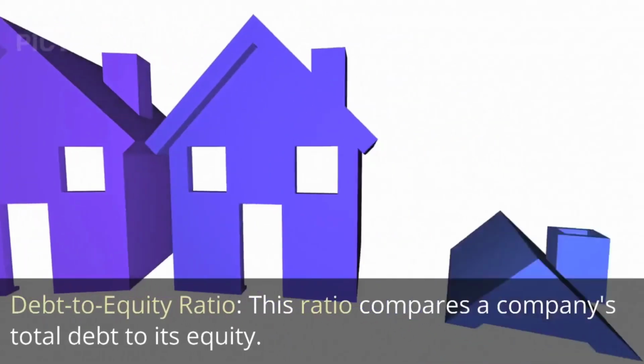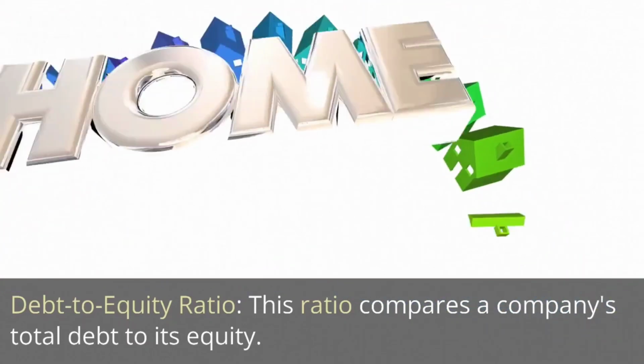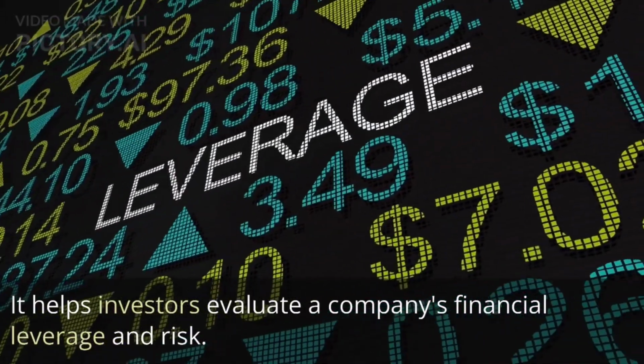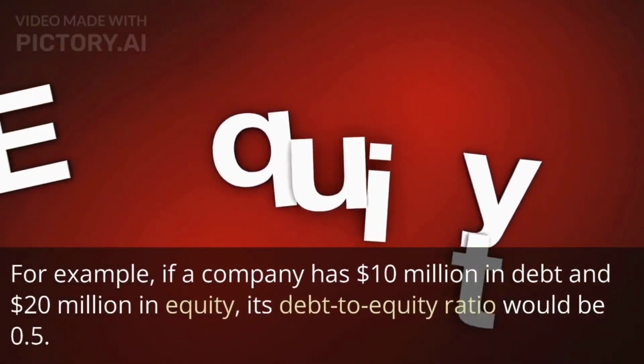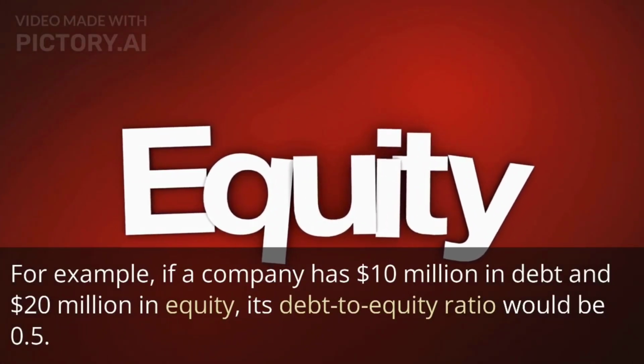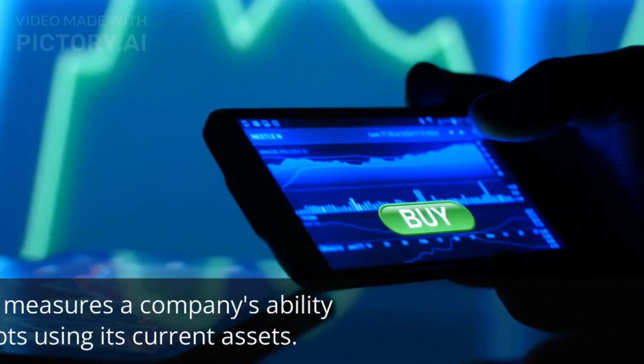Debt to equity ratio. This ratio compares a company's total debt to its equity. It helps investors evaluate a company's financial leverage and risk. For example, if a company has $10 million in debt and $20 million in equity, its debt to equity ratio would be 0.5.